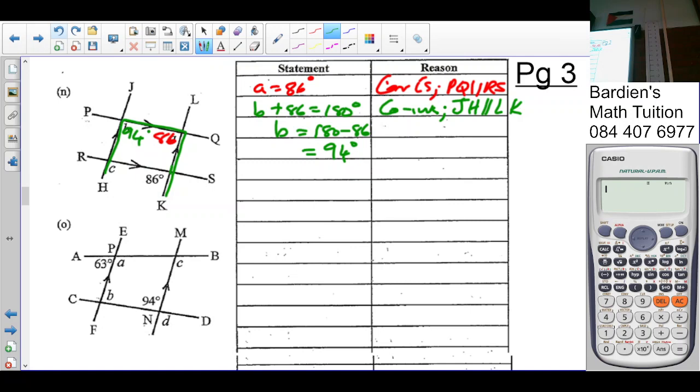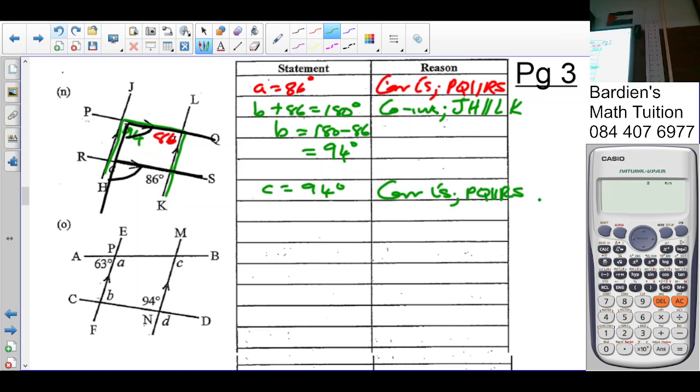Now you calculate C. Also 94. And why is C 94? See that F being formed here. Okay? Corresponding with PQ being parallel to. Okay?